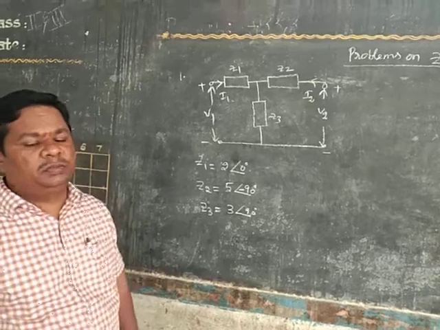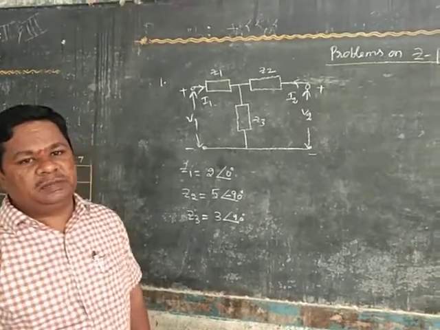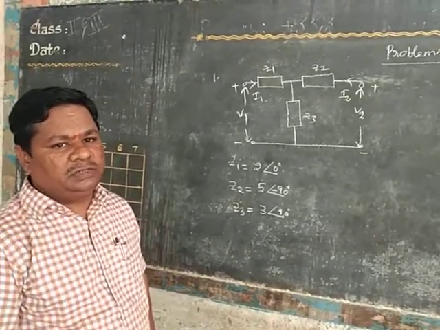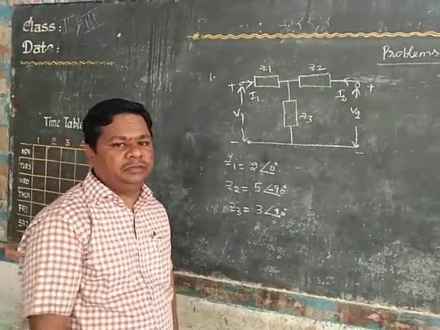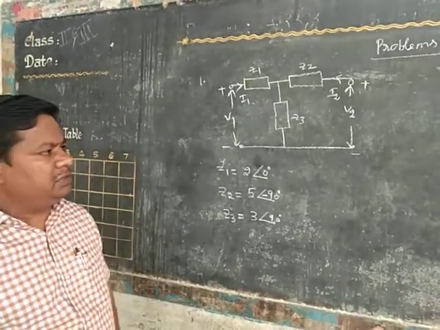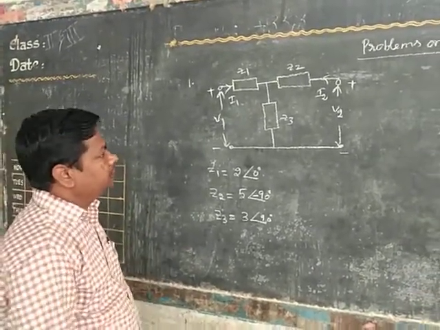Today we are going to discuss problems on Z parameters. Already we discussed two-port networks last class. In two-port networks, one way of relating the current and voltage is the Z parameters. Here is the given circuit.